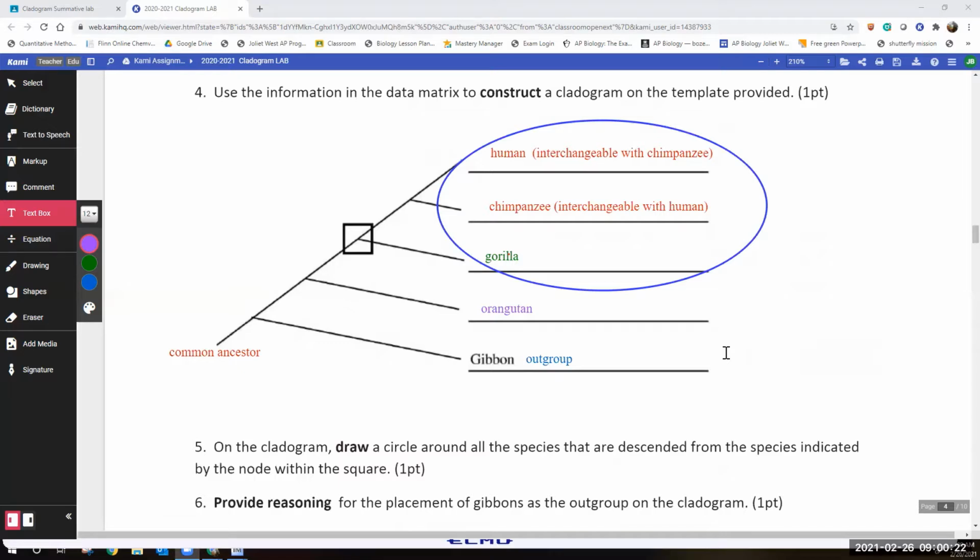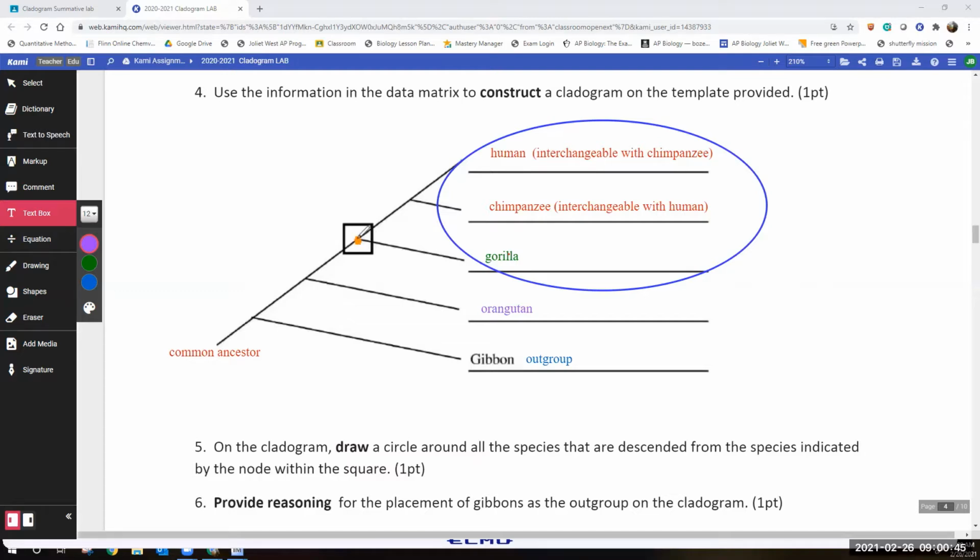Okay. Hopefully we're feeling a little bit better with that. Let's move on and talk about number 5. On number 5, it says, on the cladogram, draw a circle around all the species that were descended from the species indicated by the node in the square. So we just talked about what a node is, and it's talking about this node right here.